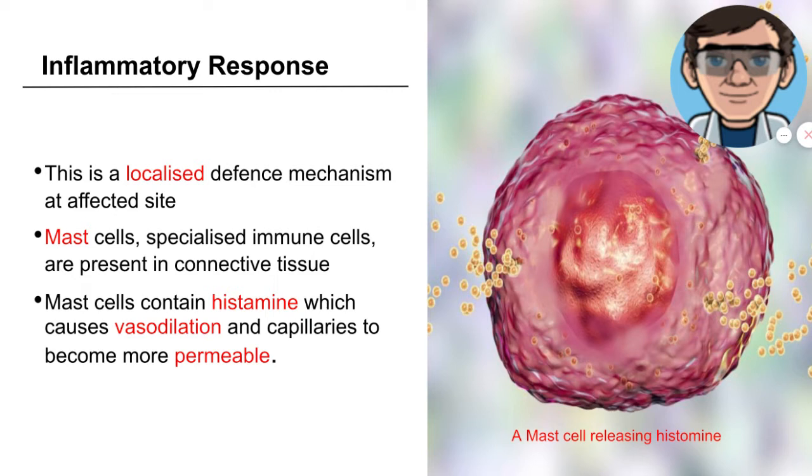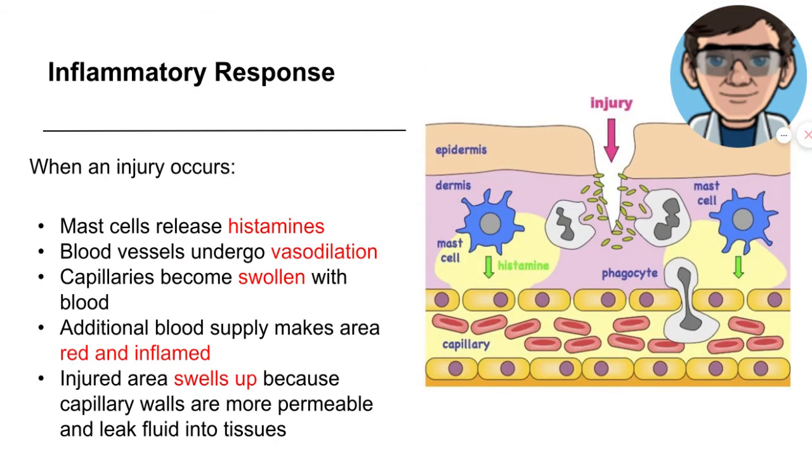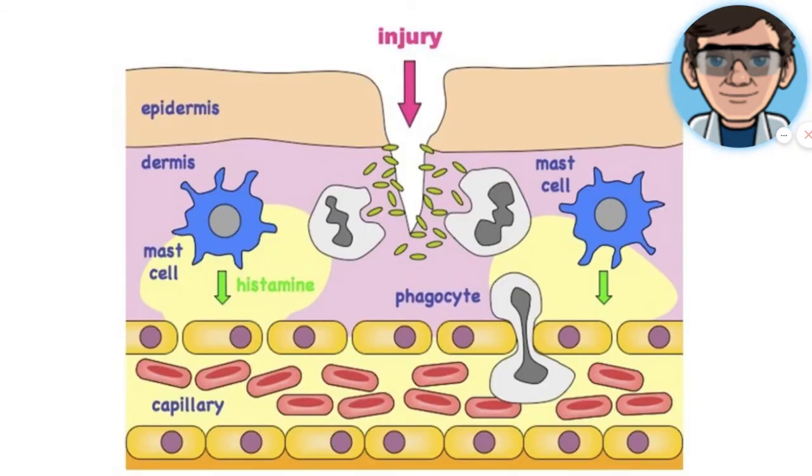Histamine causes two things: vasodilation of the blood vessels and for the capillaries to become more permeable. So in this picture, we can see close up, there's an injury at the top. To the left and to the right, there's these blue mast cells. The mast cells detect the pathogens, which are the little green dots at the injury, entering the body. The mast cells release this chemical called histamine. Now that histamine causes, first of all, vasodilation. So the arteries coming towards this area, if they vasodilate, they become wider. This increases blood flow to the area.